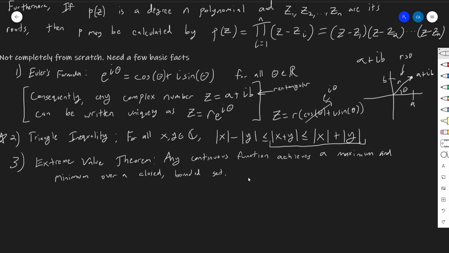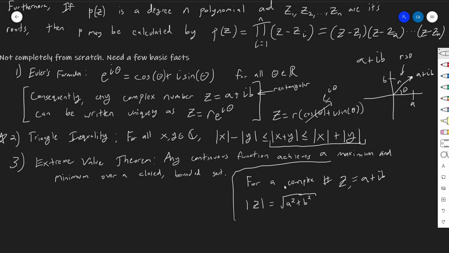So, for a complex number z, I'll just say z equals a plus i b. The magnitude of z is equal to the square root of a squared plus b squared. So it's just the magnitude of the vector in 2 dimensions. It's just the Euclidean distance from 0 is what this is.